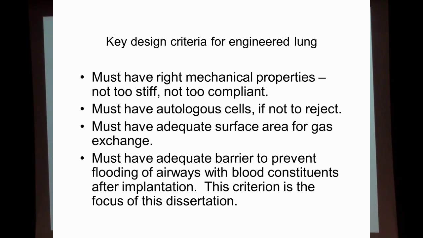The cells in the construct should ideally be autologous, so that we avoid the whole rejection issue. There must be adequate surface area for gas exchange, so that the lung can subserve its most important function, which is exchanging oxygen and carbon dioxide. And there also must be adequate barrier function in the lung, so that the air components and the blood components are separated from each other, so that when you implant the engineered lung, you don't get flooding of the airway compartment with elements from the bloodstream, because that obviously doesn't help you with gas exchange. Next slide.